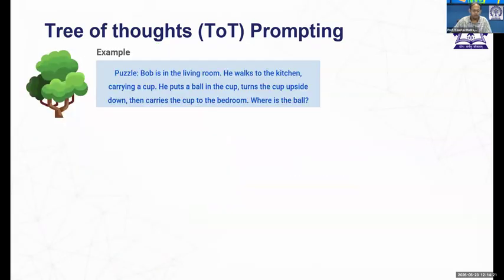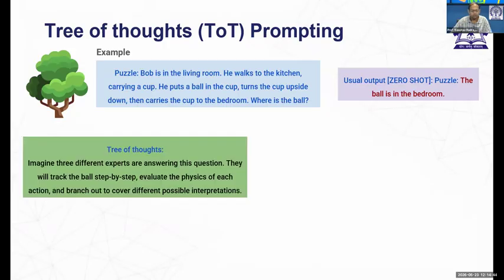Okay, so for example, suppose this puzzle: Bob is in the living room, he walks to the kitchen carrying a cup, he puts a ball in the cup, turns the cup upside down, then carries the cup to the bedroom. Where is the ball? Suppose this is the question and you have to solve this problem. If you use zero-shot, it will tell you the ball is in the bedroom. Now, if I go for tree of thought, imagine 3 different experts are answering this question. They will track the ball step by step, evaluate the physics of each action and branch out to cover the different possible interpretations. That is the idea.